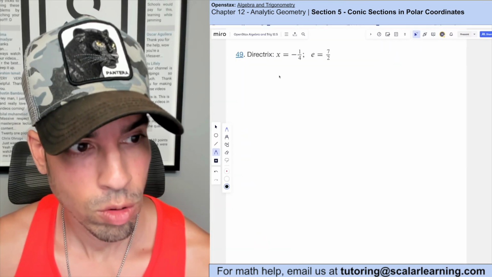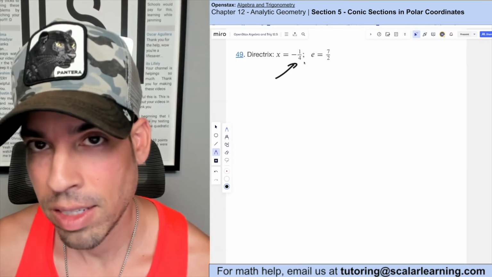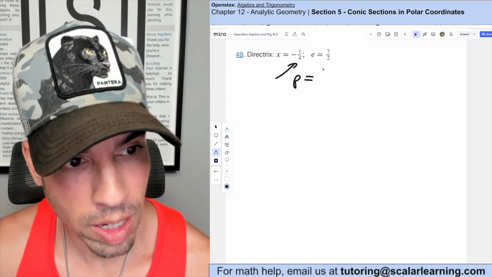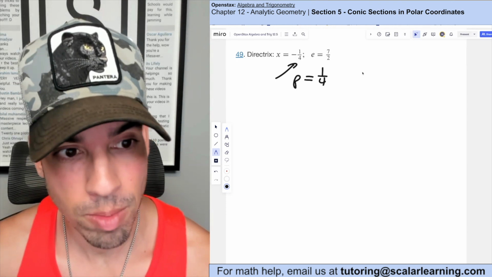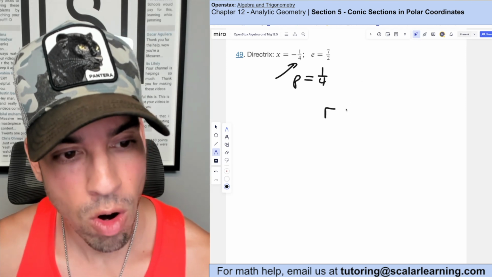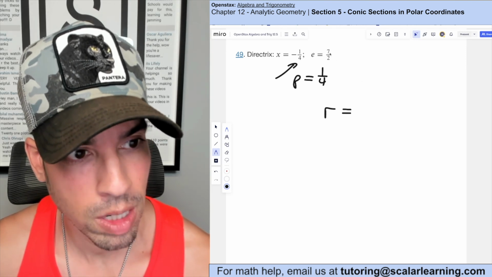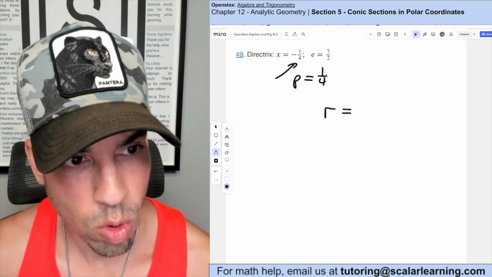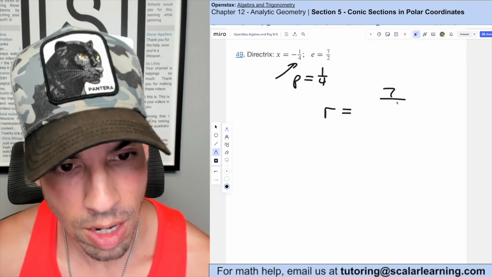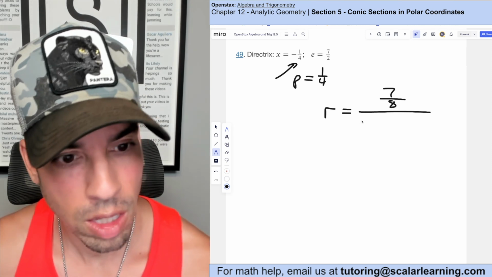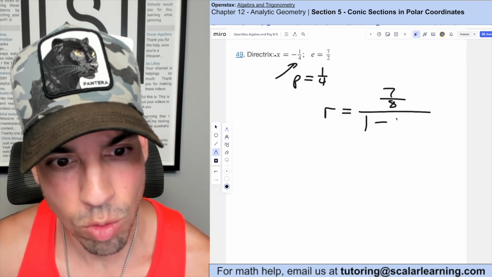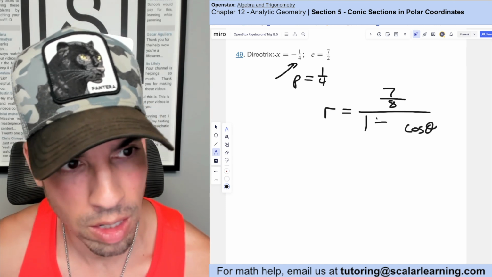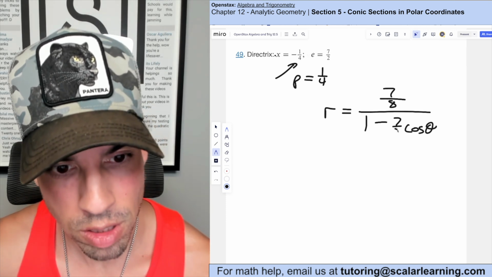Done. So for this one, we've got a directrix at x equals -1/4, which means our p value is 1/4. But again, because that's a minus, we're going to have a minus on the denominator as well. So now we're going to have r is equal to e times p, 7/2 times 1/4, which is 7/8, over 1 minus, again, since it's a directrix of x equals, we know we have a cosine theta with that e value in front of 7 over 2.